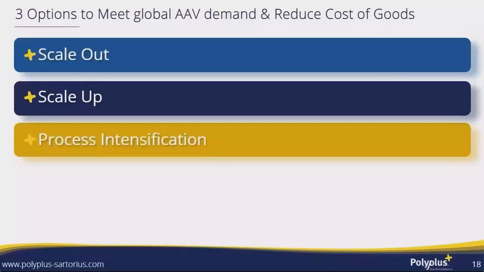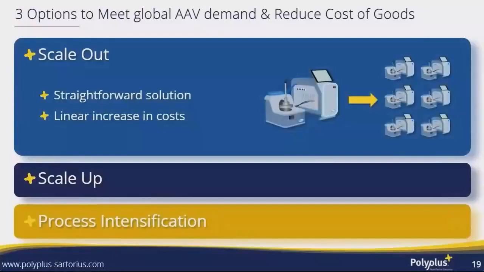The first one would be scale out, which has been done historically, works really well. It was most of the time a straightforward solution. Basically, if you have a process that works well in small scale, you can basically just multiply the number of bioreactors you do. However, there is a huge limitation of that, which is that there is a linear increase in cost of goods, but there is also a linear increase in labor cost, but also in terms of equipment and facility costs. So the more you need to produce, the more place it takes, the more work it takes.